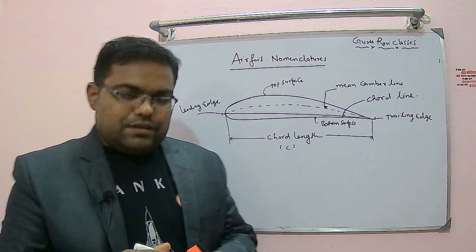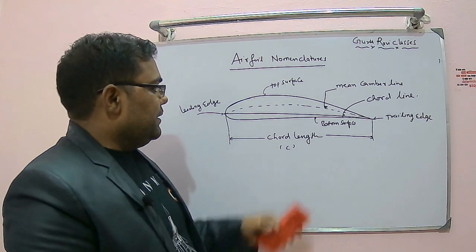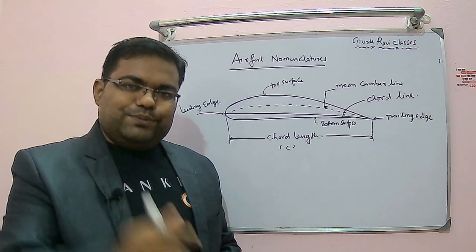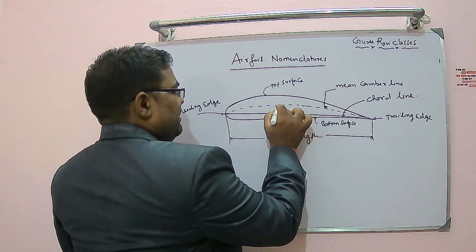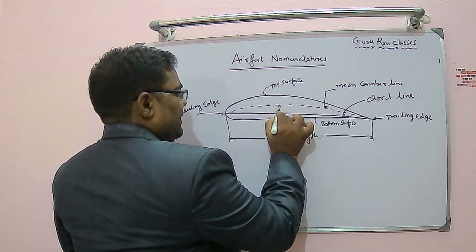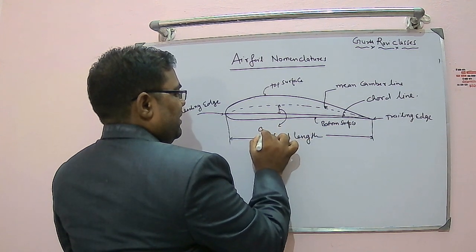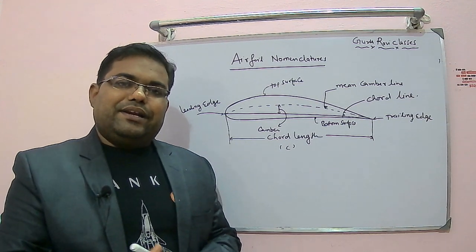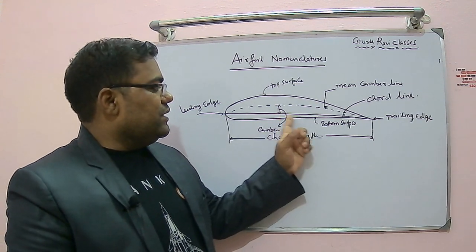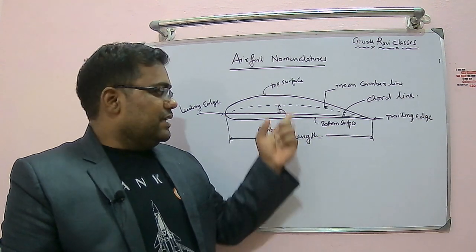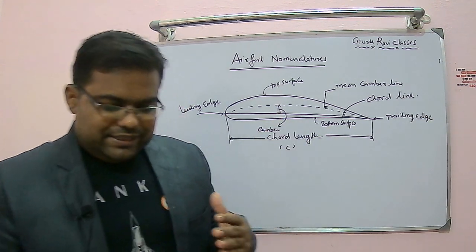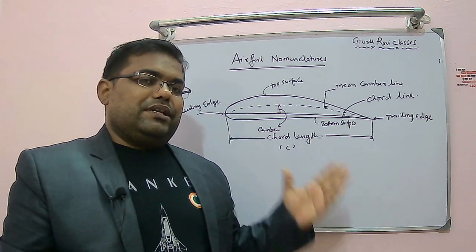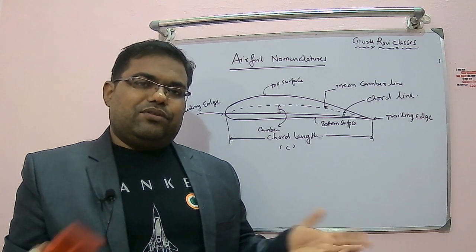Now some more things will be defined. So we have defined two lines, chord line and mean camber line. The distance between the chord line and mean camber line is known as camber, C-A-M-B-E-R. So the distance between the mean camber line and chord line, when measured perpendicular to the chord line, keep in mind, is known as camber. If it is a cambered airfoil, or you can say an asymmetrical airfoil, it will have a certain value of camber, and camber can be positive or negative depending on the application.